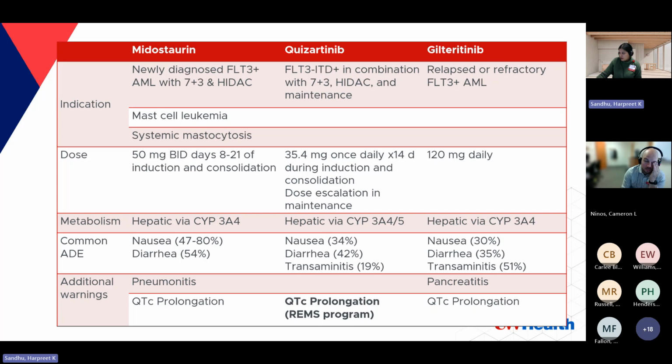It's dosed at 120 milligrams once daily. Unless you're on a strong CYP inhibitor like posaconazole, then we would reduce the dose. Hepatically metabolized and carries similar risks as is with quizartinib, but a higher risk for transaminitis. And this one does also have warnings for pancreatitis and QTc prolongation as well.